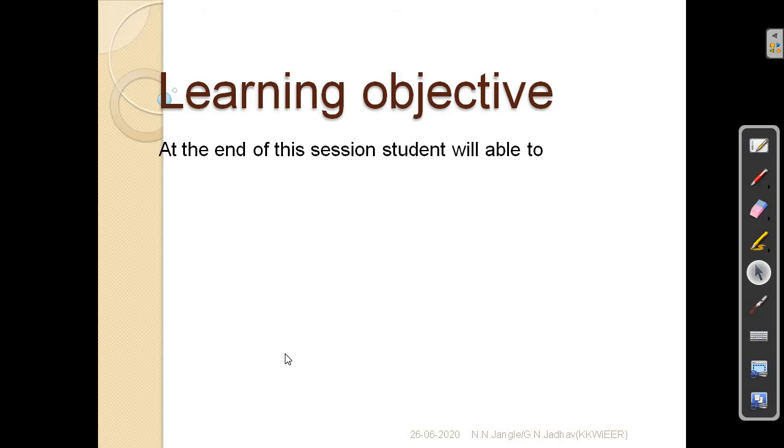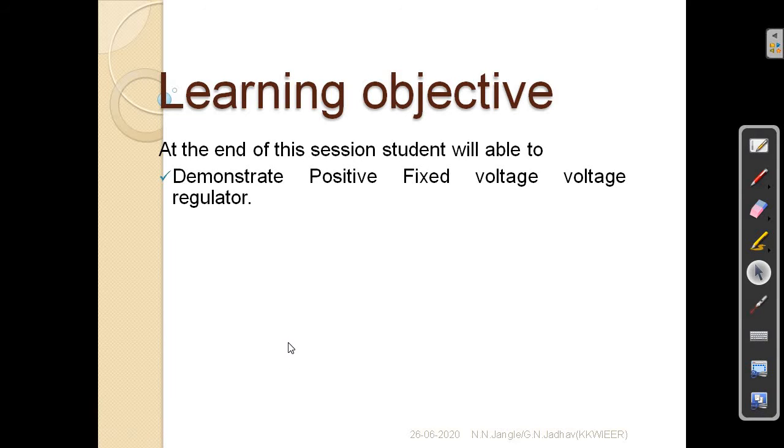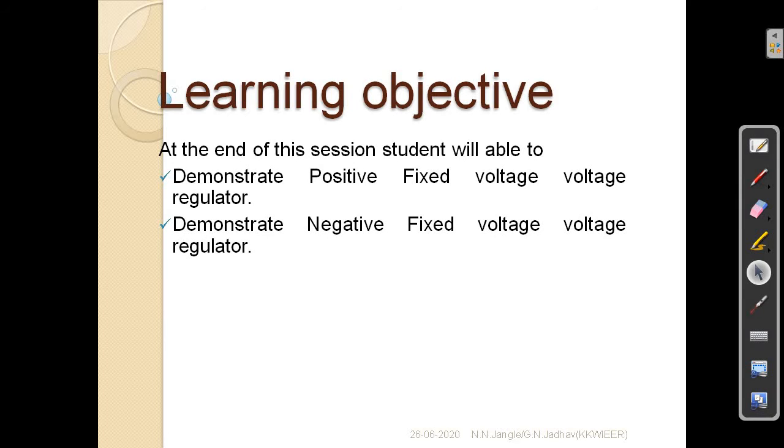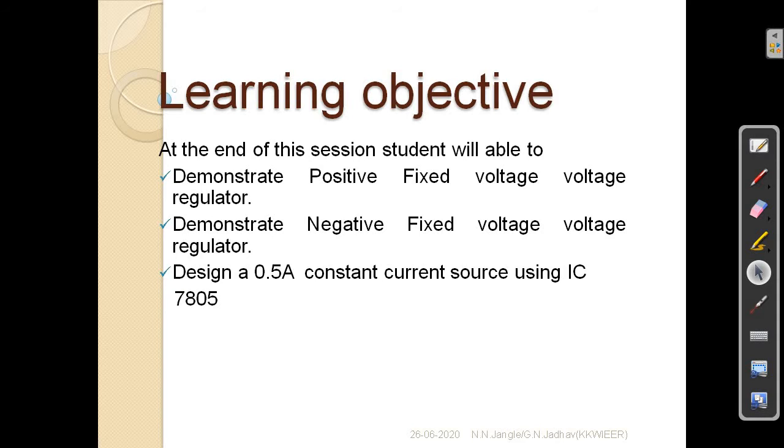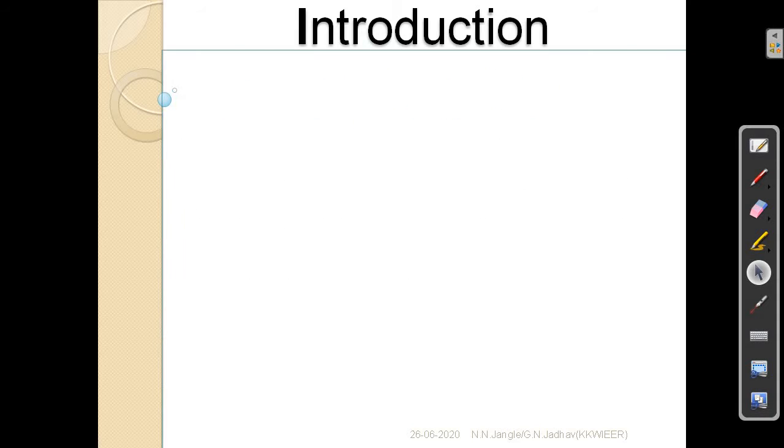At the end of this session, student will be able to demonstrate positive fixed voltage regulator, that is 78XX, demonstrate negative fixed voltage regulator, that is IC79XX, and design a 0.5 ampere constant current source using 7805. So let us begin with the voltage regulator.